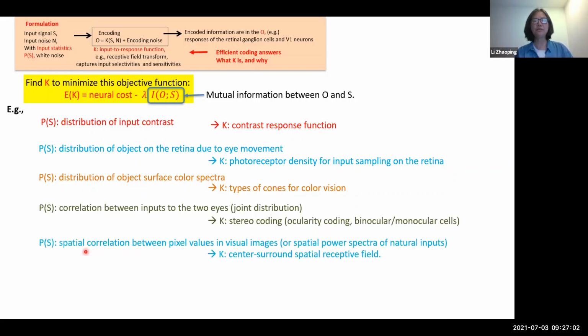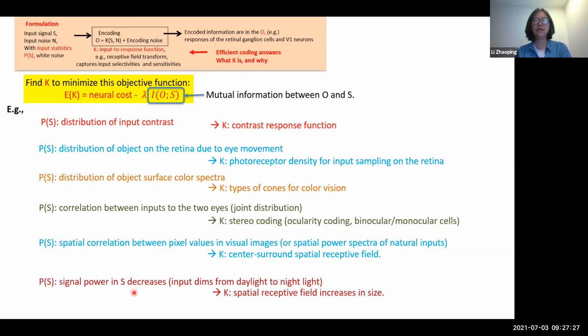And how about the spatial correlations between the pixels? Because we have these spatial correlations, which is often reflected in the power spectrum of natural things. People probably heard that natural things have this colored, 1 over k squared, power spectrum. This power spectrum is a function of spatial correlations. And from that, you can solve this equation and get your center-surround receptive fields. Yeah. And then you can also say, dim light and bright light, and how should the receptive field change.